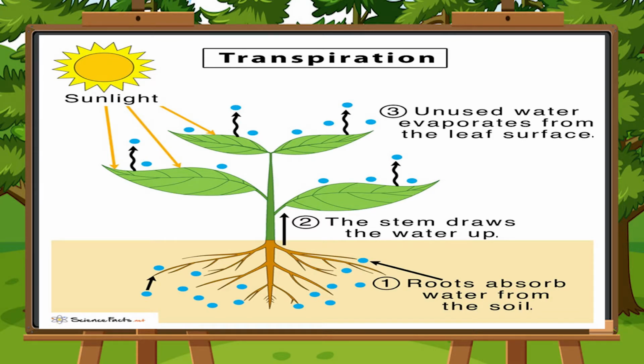Okay, the first part, let us look at the roots. Roots absorb water from the soil. As it goes up, the stem draws the water up. When the water gets to the leaves, unused water evaporates from the leaf surface.